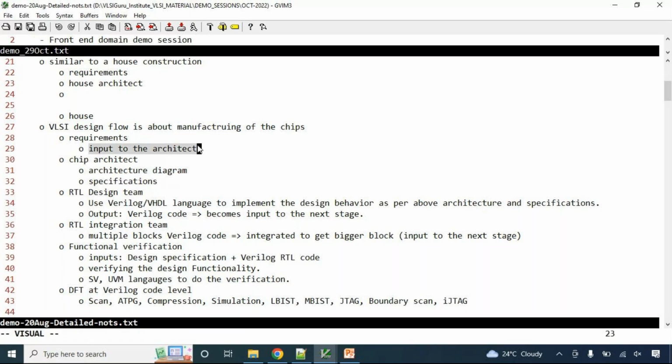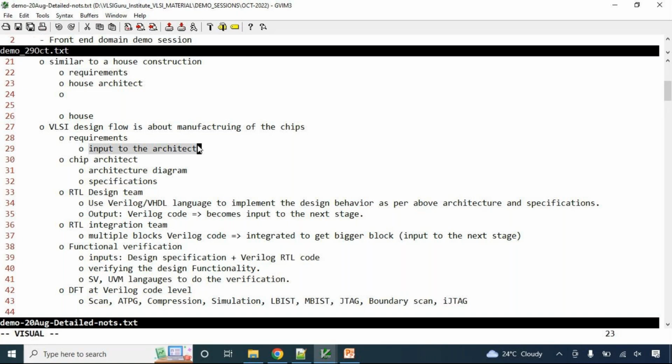Architect. There will be one architect to whom these requirements will be given as input. So what is the role of an architect? For example, I wanted to construct a house. I went to an architect last week. What did I tell him? I told him these are my requirements. I want this many floors and I want a lift. This many rooms I need, this many floors I need. Everything I told him.